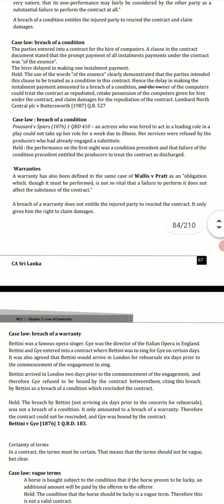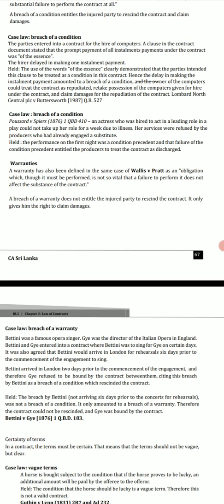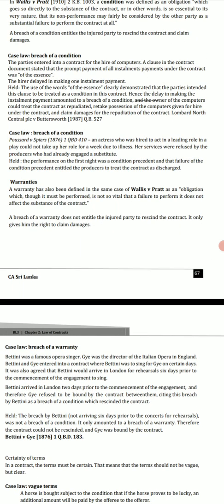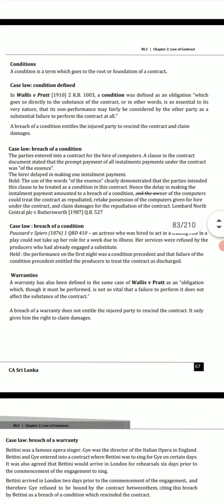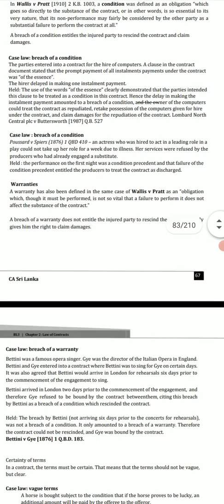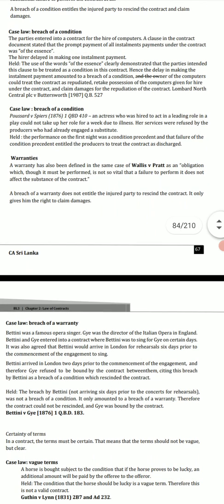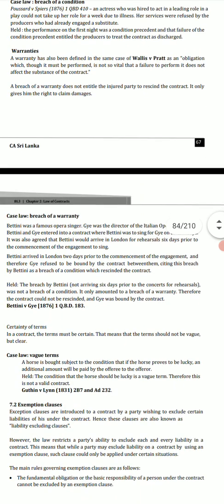So when it comes to warranties, if you breach a condition, you can compensate the damage. But if there's a breach of warranty, the injured party is not entitled to rescind the contract. It only gives him the right to claim damages. In condition, you can claim damages and you can continue the contract. But in warranties, if the warranty has been breached, you are not entitled to rescind the contract, but you can only claim damages and just move on, or you make another contract after that.